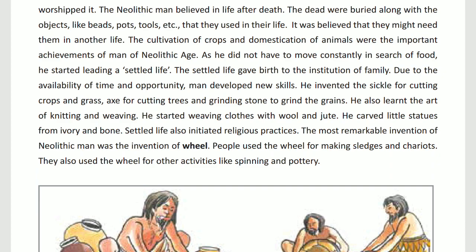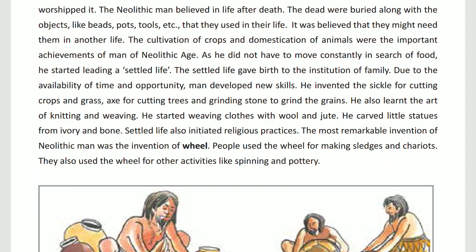Now, he also learned the art of knitting and weaving. उन्हें कपड़े बुनना भी आ गया था. Now, he started weaving cloths with wool and jute. Wool means they know the weaving also with the help of wool and jute. He carved little statues from ivory and bones. वो स्टैचूज बनाना भी सीख गए थे with the help of ivory and bones, हड्डी and ivory.